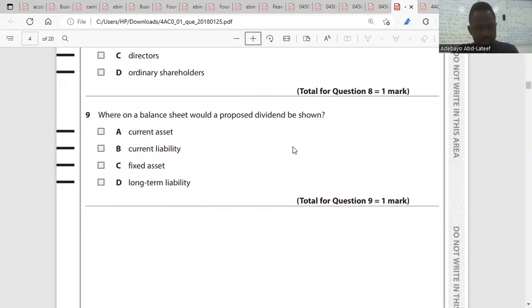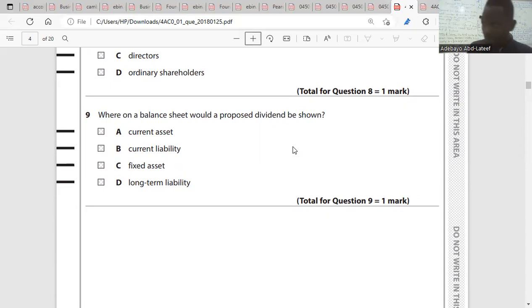Question 9. Where on the balance sheet would a proposed dividend be shown? What is a proposed dividend? A proposed dividend is a dividend declared to be shared among shareholders of the company. A dividend is a share of profits made by the business to shareholders.